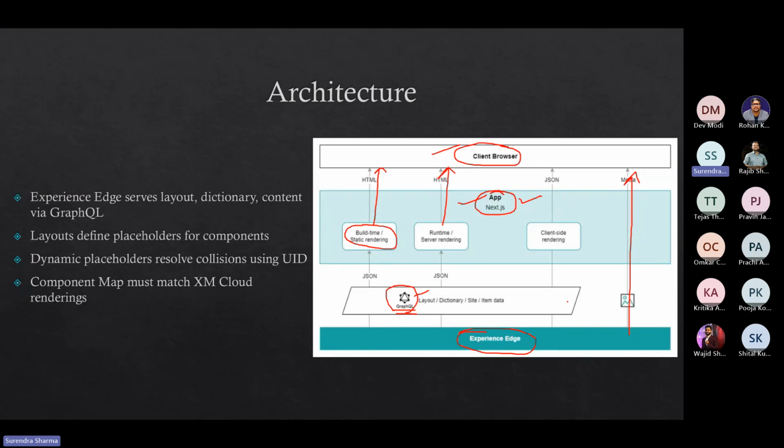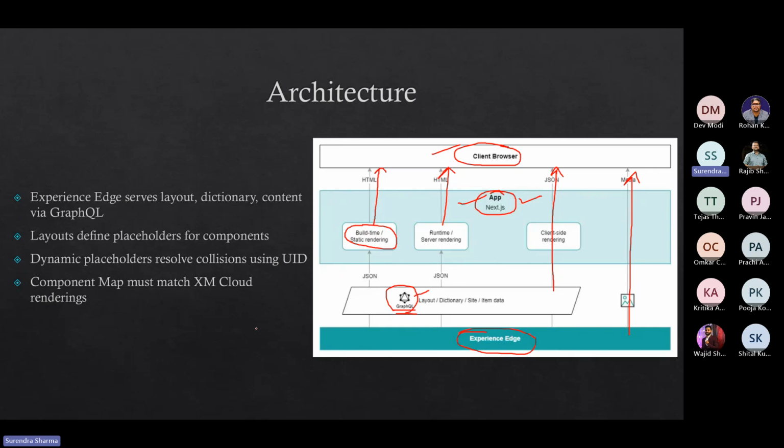You can also get the direct JSON data instead of binding it into the HTML. For example, let's suppose you have a mobile application. For that, you directly want this JSON data, so you can get it and then use it in your mobile application. So these are the primary ways through which we can access the XM Cloud data on our client browser side.